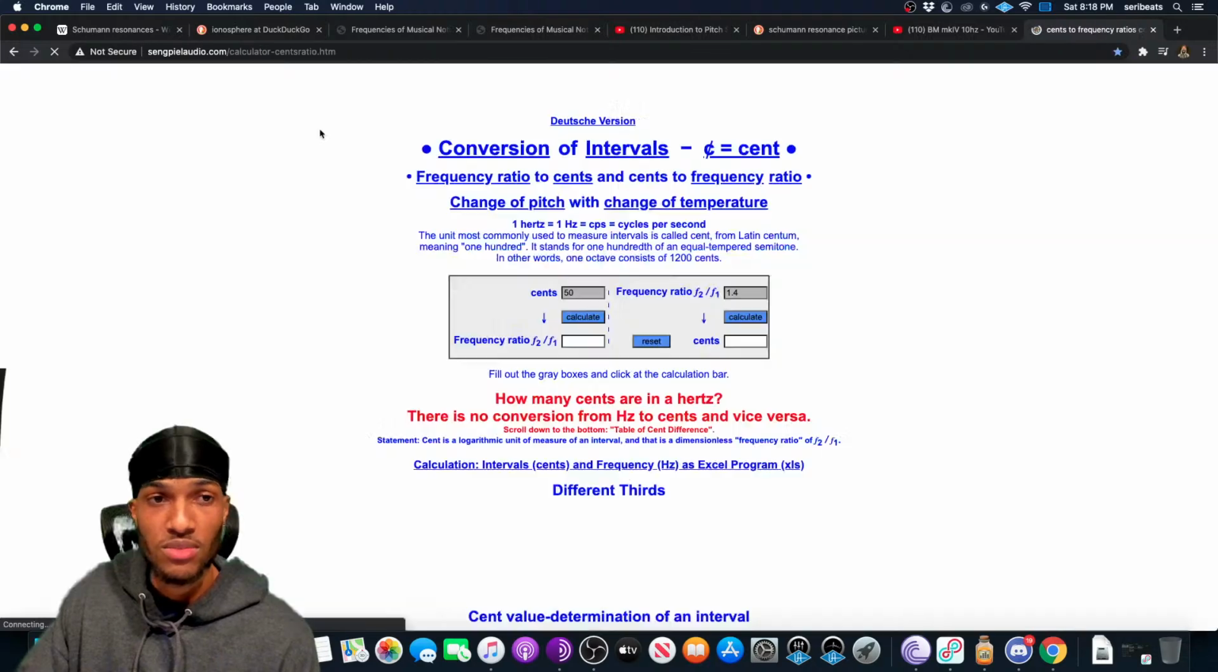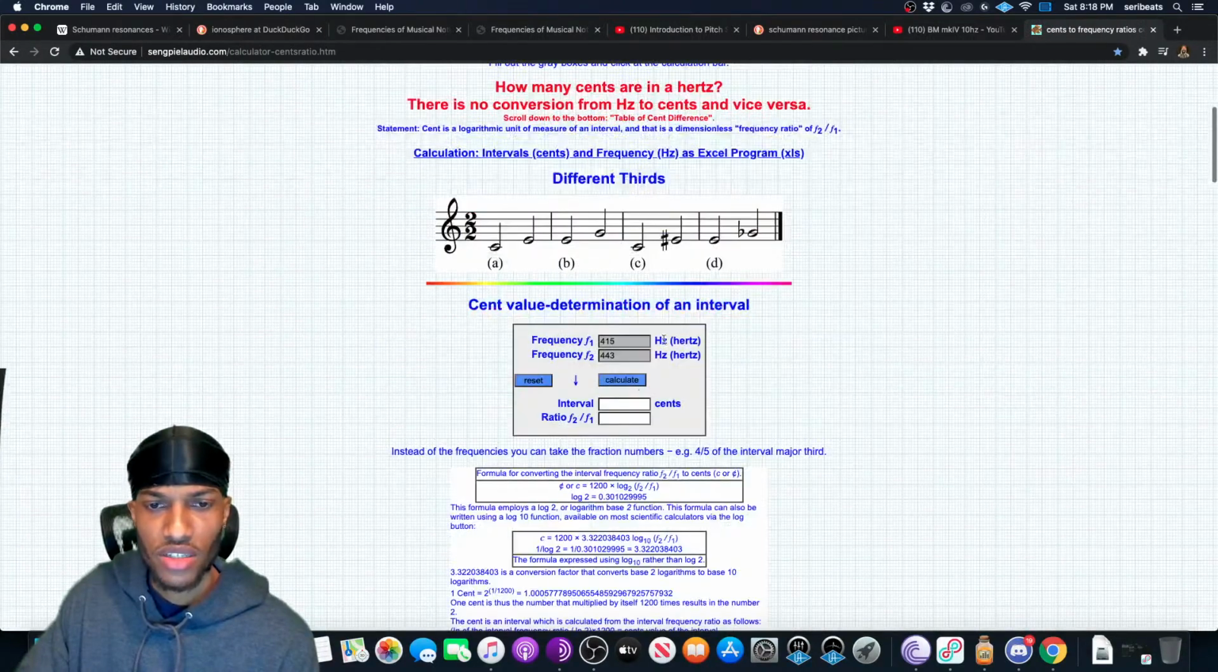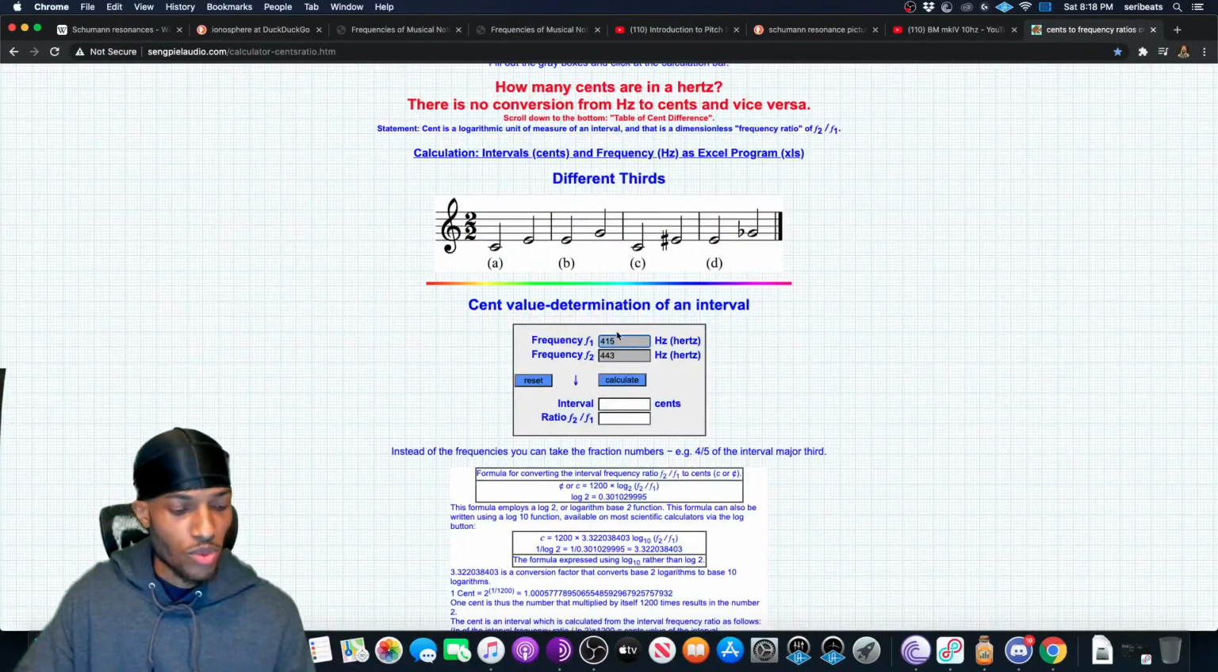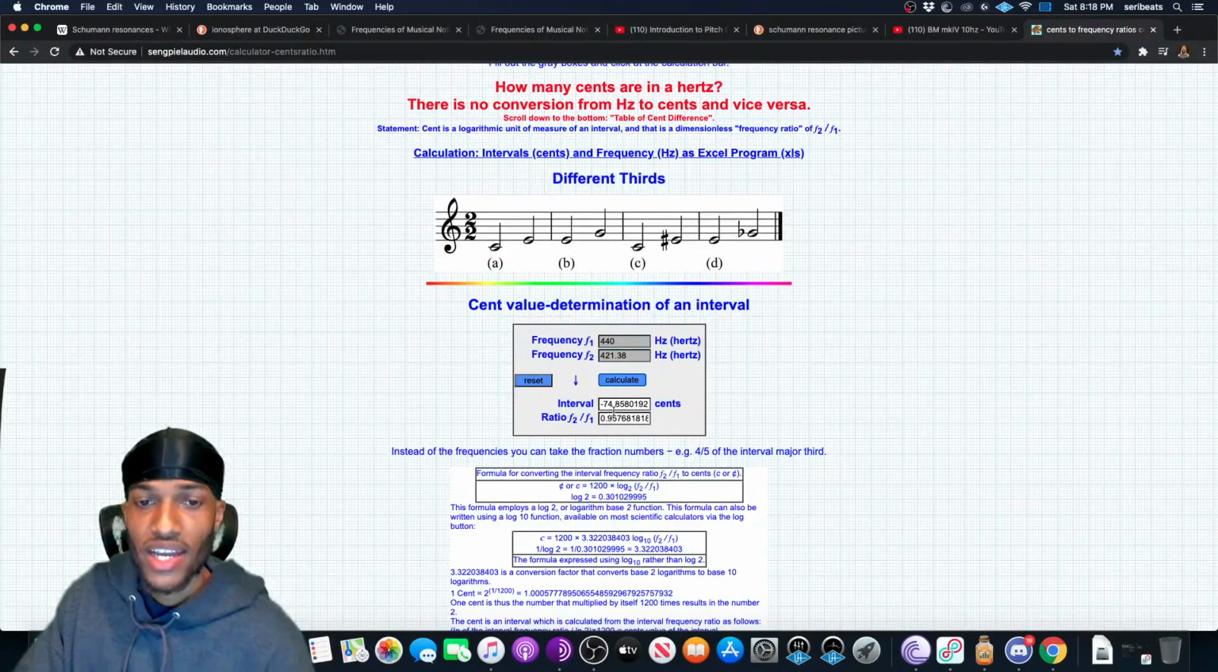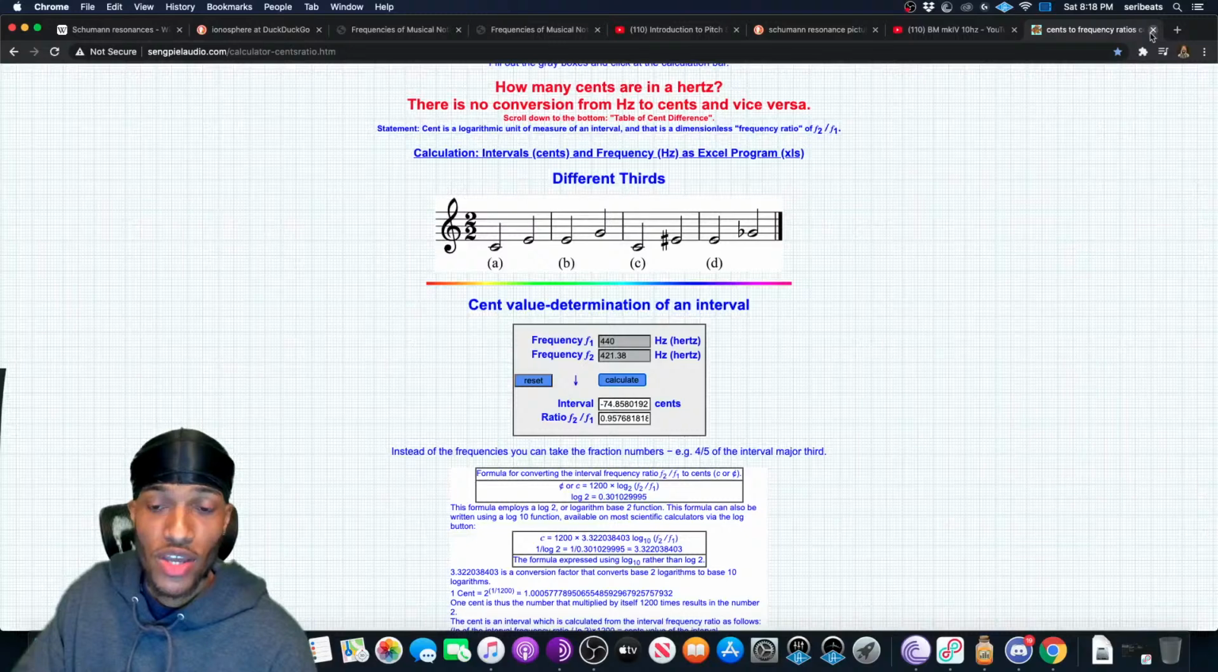There's this site that I just found where I can just plug in the number. So I take 440 and I want it to be 421.38. So all I gotta do is go down 74, or basically 75 cents. So now I can repitch my music.